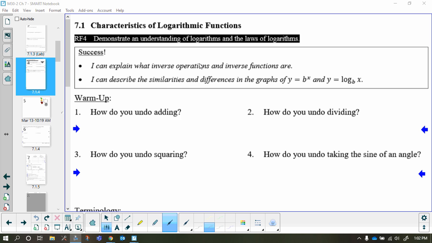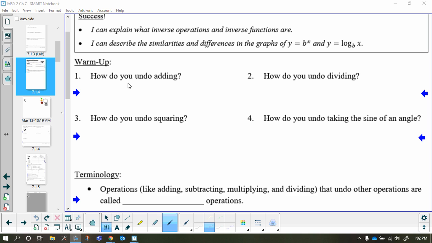So as we look at this lesson, you'll see here two measures of success. So first, we want to think about what are inverse operations and inverse functions. That's where we'll start today. And then we'll talk about similarities and differences between this exponential function and this logarithmic function.